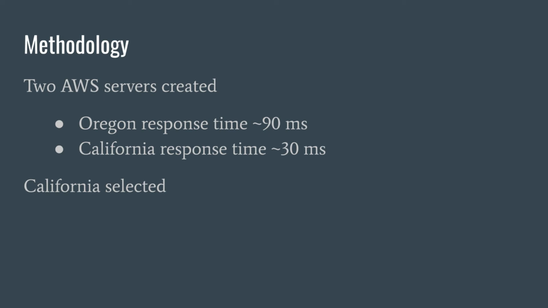First, we must satisfy all network requirements. To do this, multiple ping tests were completed against various Amazon AWS server locations. AWS was selected as the server host due to my own familiarity with its offered services. Two servers were created to do further testing on average response times, one in Oregon and another in California. The server in Oregon gave an average response time of 90 milliseconds, while the server in California gave a response time closer to 30 milliseconds. The California server was selected based solely on response times and will be the server referred to throughout the paper.